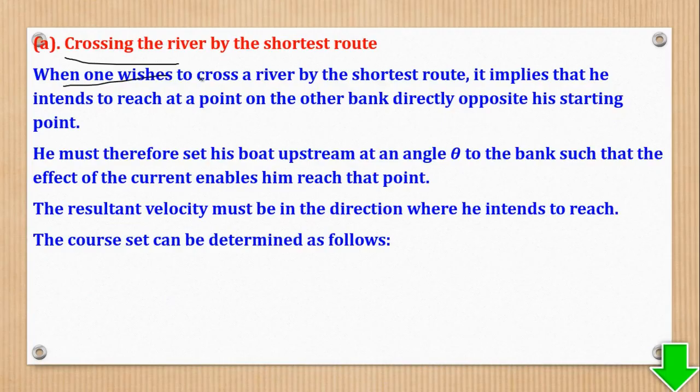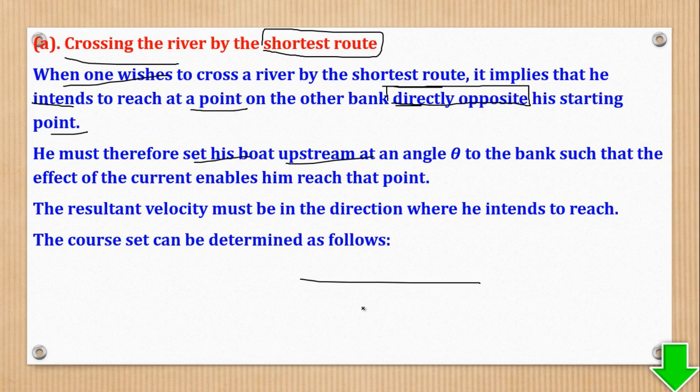So when one wishes to cross a river by the shortest route, it implies that he intends to reach a point on the other bank directly opposite. So this is the key word of by the shortest route. So shortest route means you have to reach a point which is directly opposite the starting point. What does that mean? It means that he should set his boat upstream.